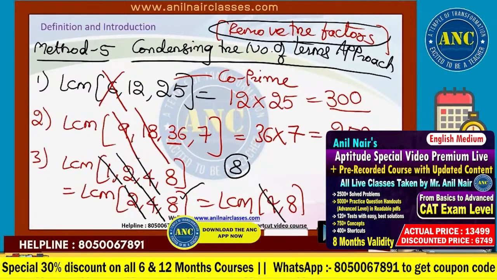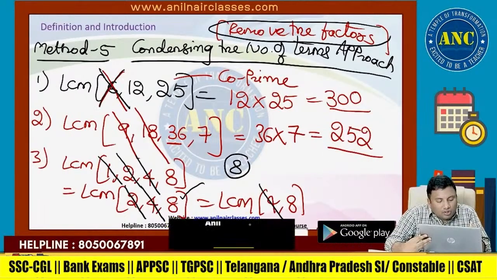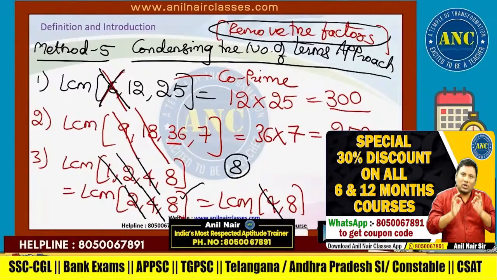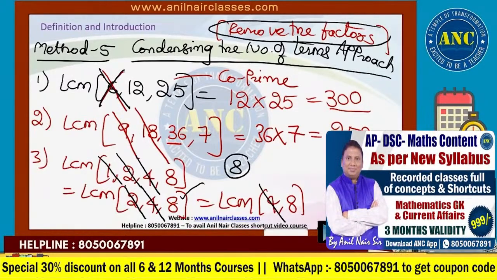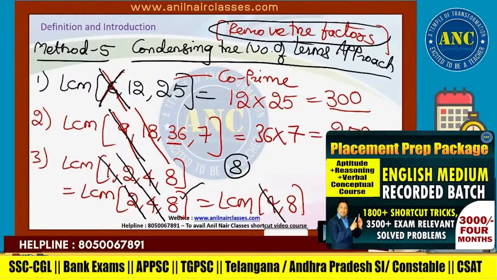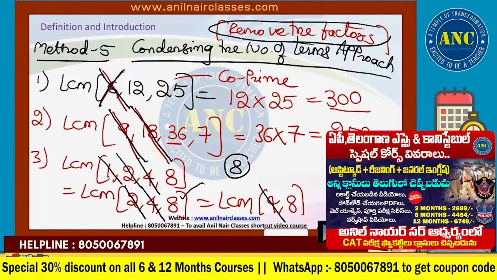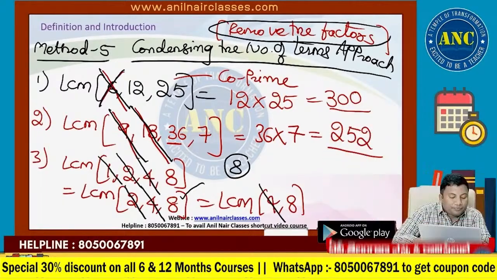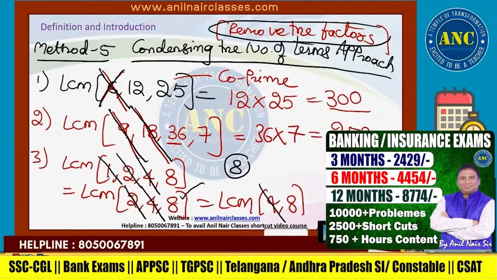Remove all the factors. 6, 12, 25: 6 will divide 12, so 6 is removed. 3 terms become 2 terms if one of the elements in the set is a factor of another number. 9, 18, 36, 7: 9 will divide 36, 18 will divide 36, so the LCM of 36 and 7 is 36 into 7. And 1, 2, 4, 8 reduces to 8. I hope it is clear, right?